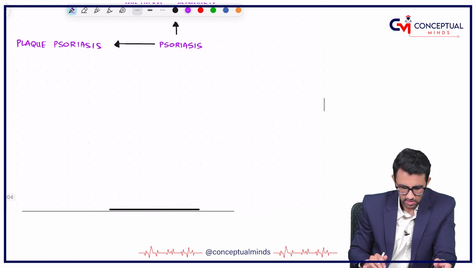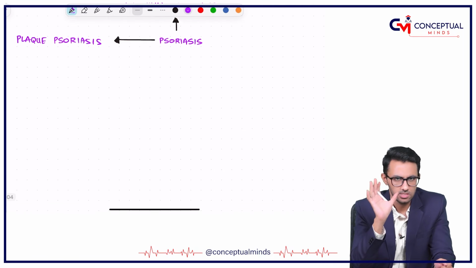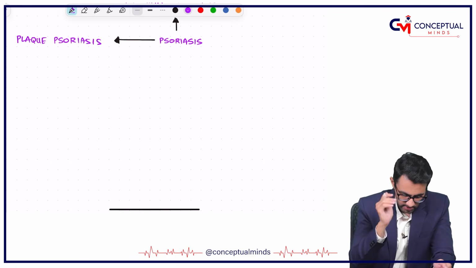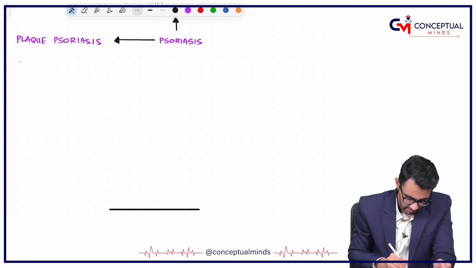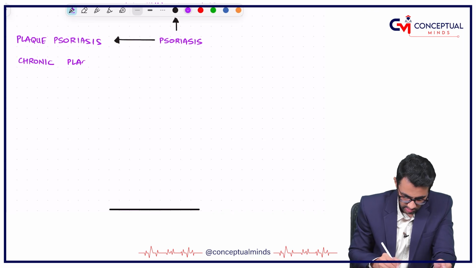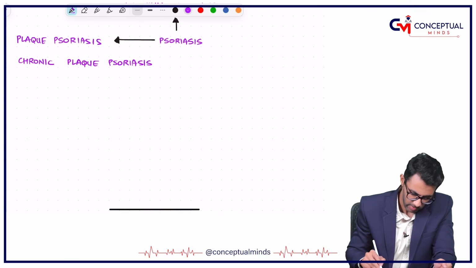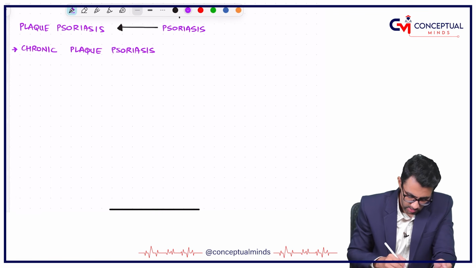In this, there are also three more types of plaque psoriasis. The first one I'm going to write is the most common one. What word do we use for the most common one? Please think on it until I write the answer. Vulgaris, that is the answer. The first one I'll write is chronic plaque psoriasis. But this is also called psoriasis vulgaris.